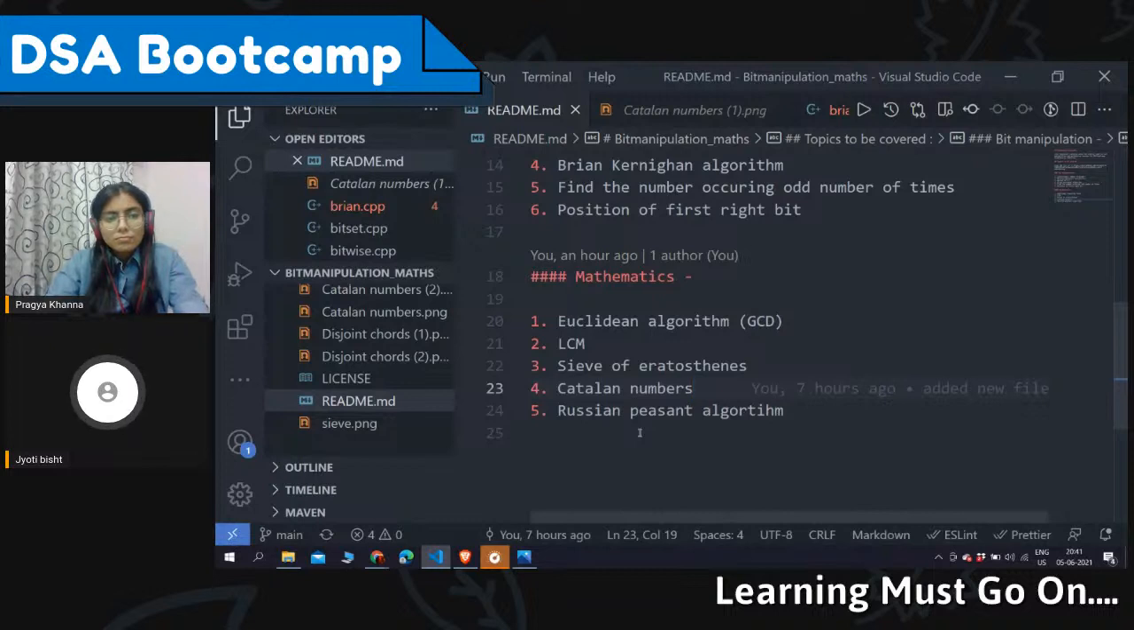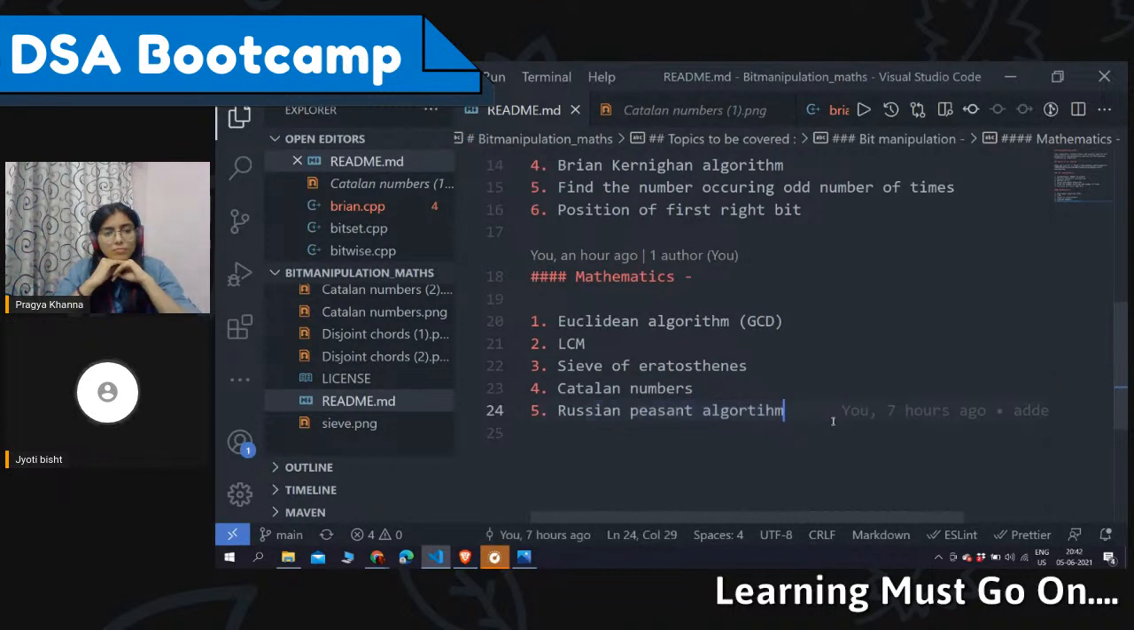So if you want to see the code of Catalan number, just go on. First of all, try it yourself because Catalan numbers code is really easy. It is built like Fibonacci. You just have C of zero, C of one, and then you keep on expanding.